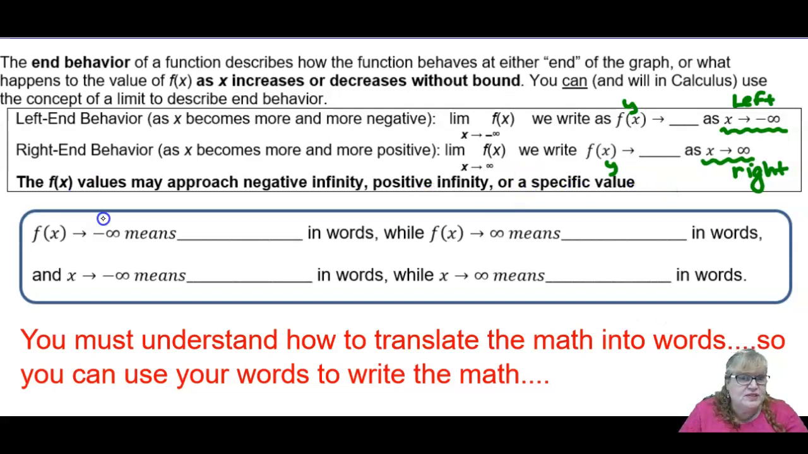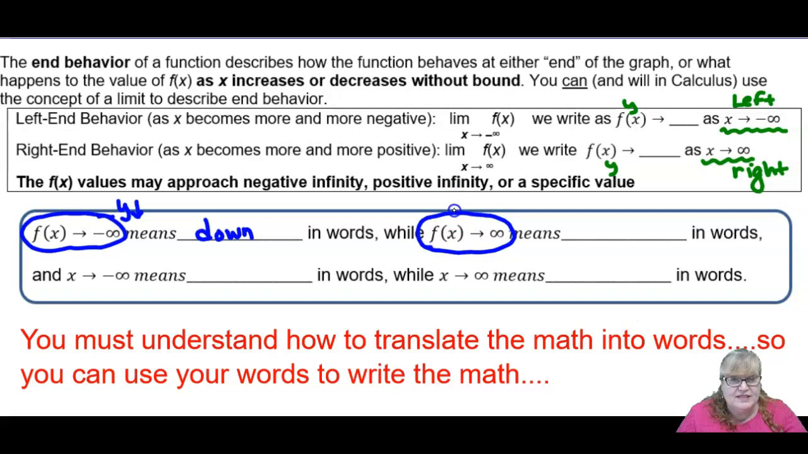So if you were to see this, this means the y is getting more negative. The y runs up and down. More negative would mean down. If you were to see this, f of x, that's y again, is approaching positive infinity, that means it is going up because it's getting bigger and bigger values.